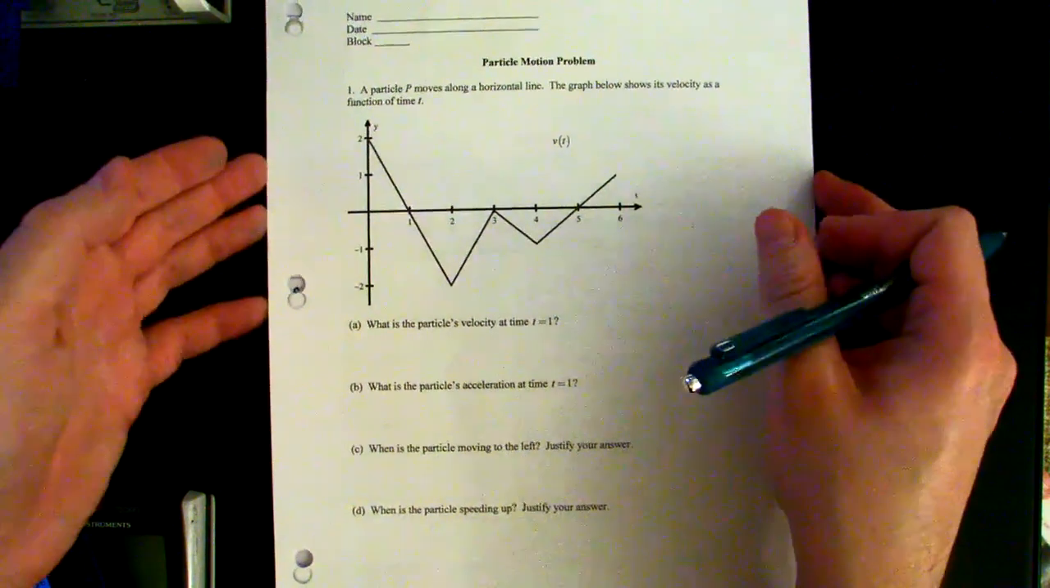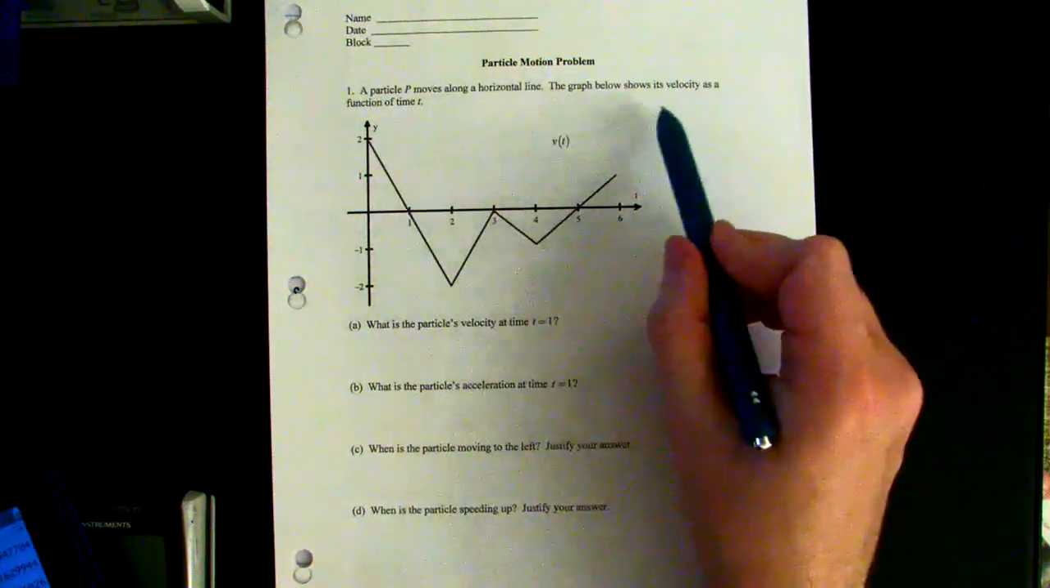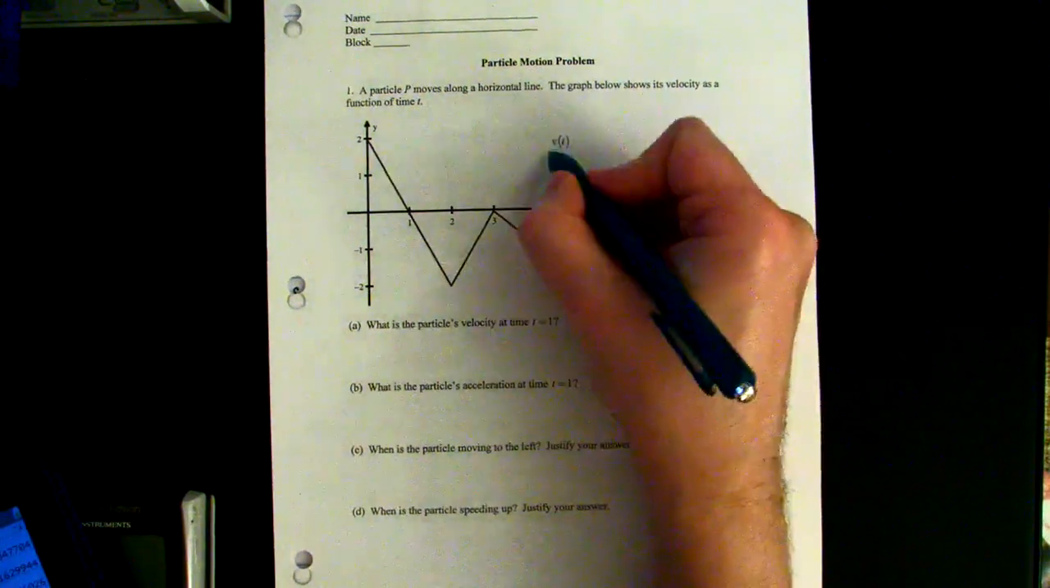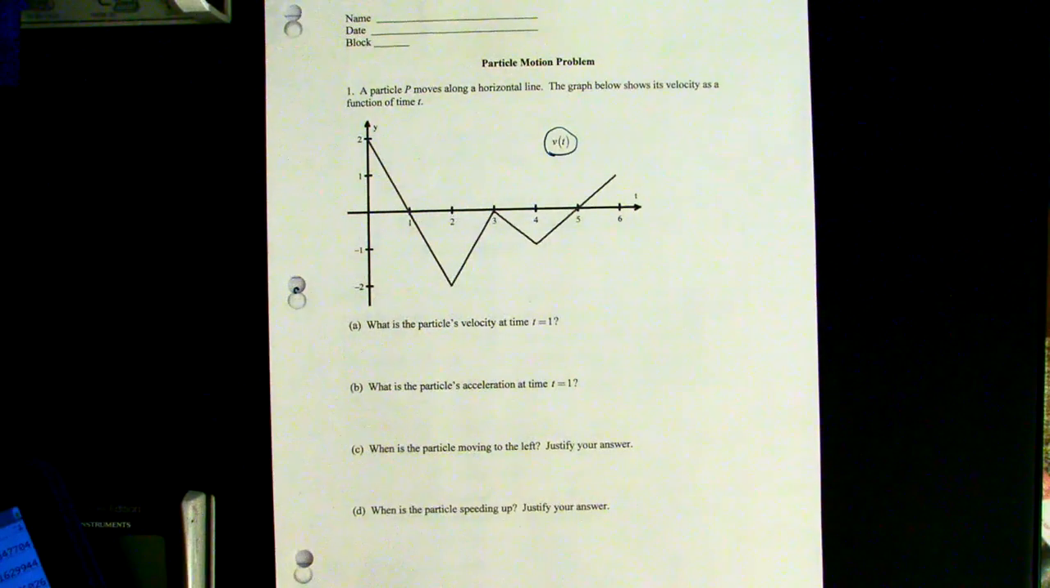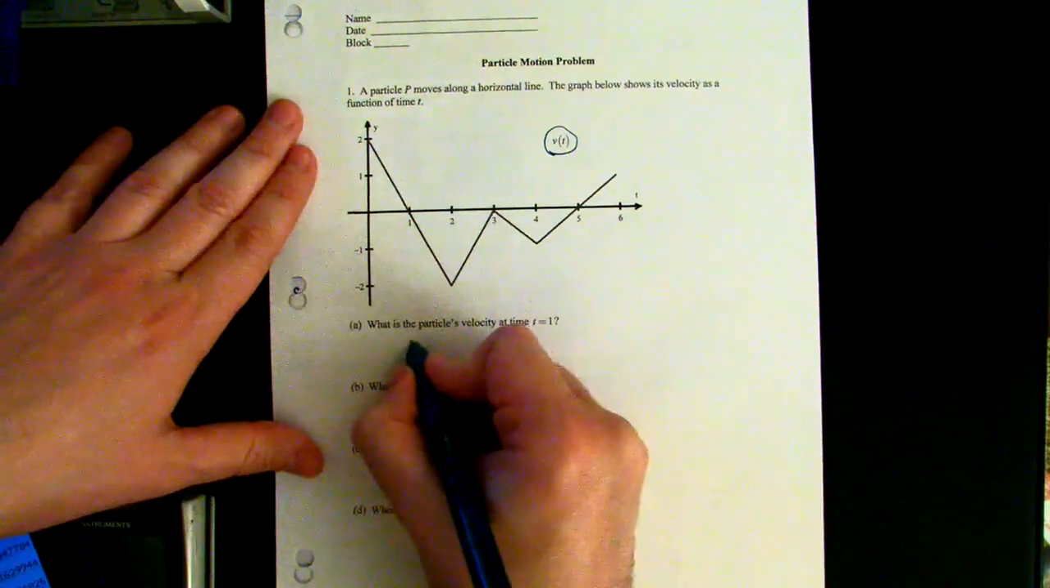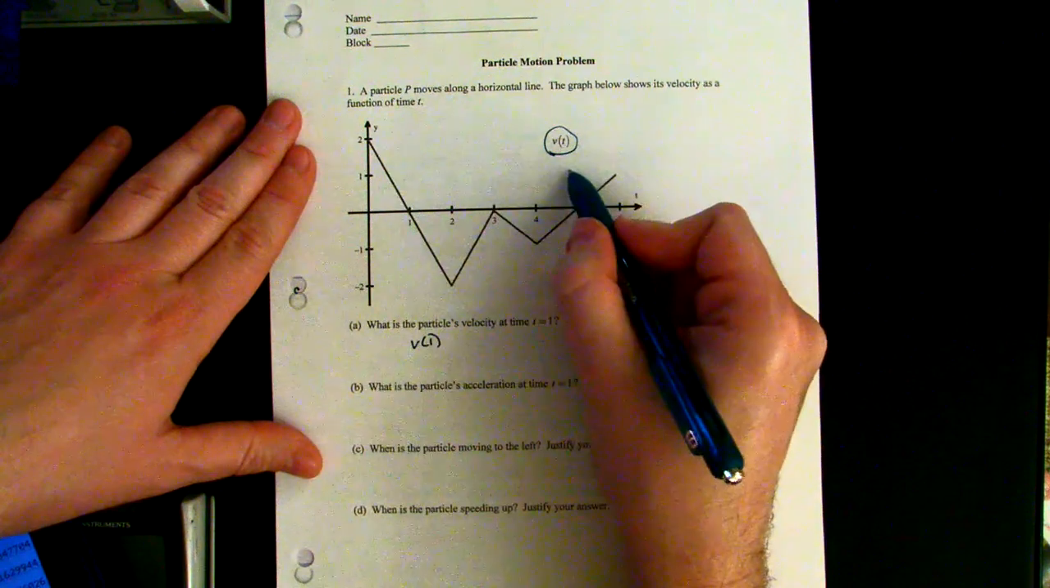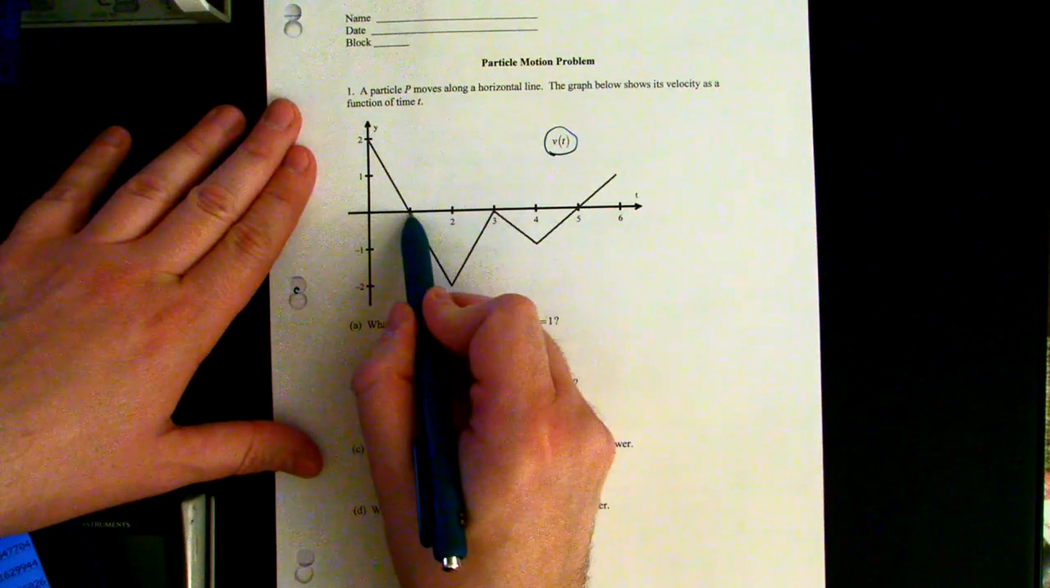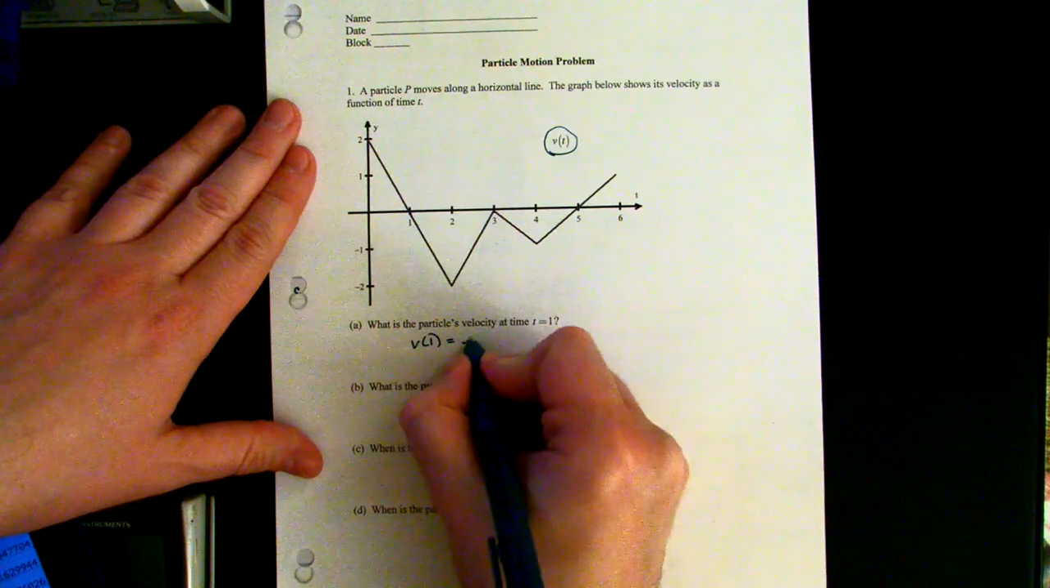Particle P moves along a horizontal line. The graph below shows its velocity as a function of time. So this is not the position, this is my velocity. You know what? See if you can go do A and B. I think you can figure those out. What is the velocity at time 1? Velocity at time 1, this is the velocity. I'm just going to look at my y-coordinate over there, my velocity, 0.